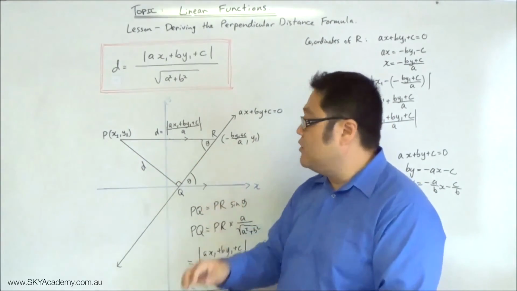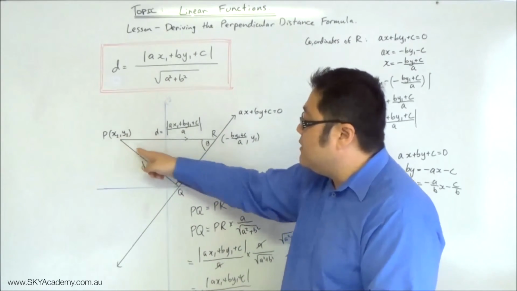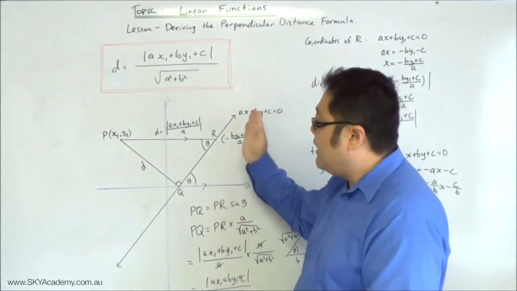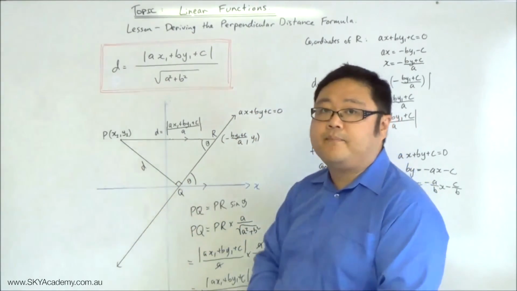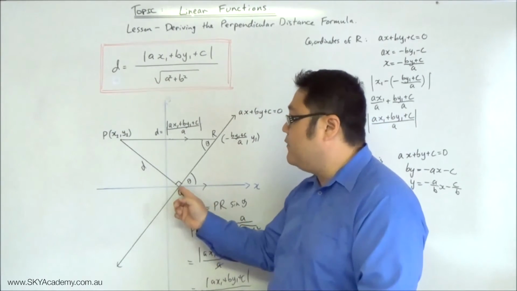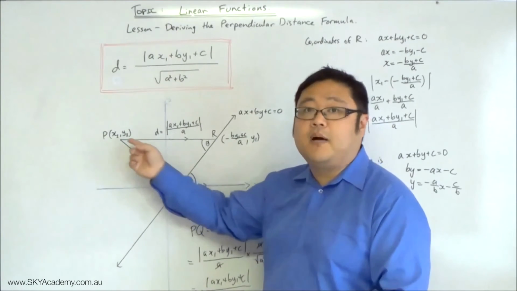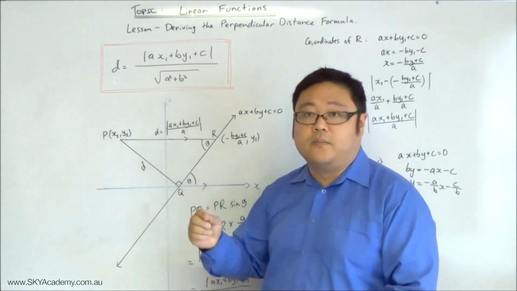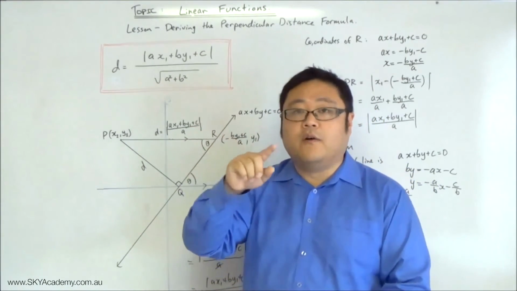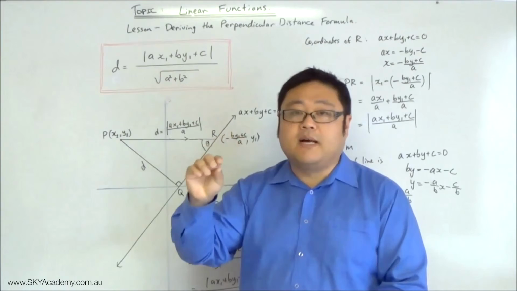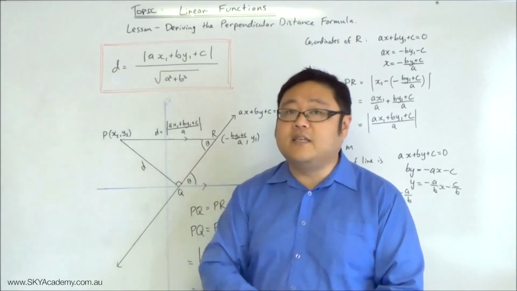Once you've worked out the equation of PQ, you can work out the point of intersection between this line and this line, the equation of PQ and the equation of QR. Once you've worked out the point of intersection, you can find the perpendicular distance by using the distance formula, which is the square root of x2 minus x1 squared plus y2 minus y1 all squared. Okay, so they're the two ways that you can work it out.